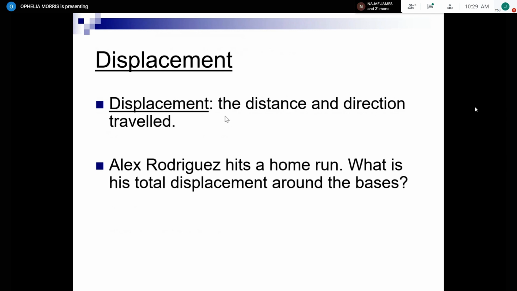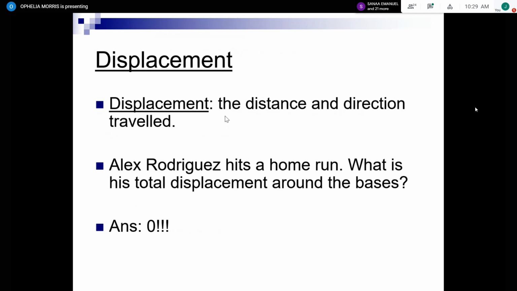Wouldn't it be 0? Exactly. There you go, 0. Because where he starts is where he ends up, right? And the distance now would be adding up the distance from each of those 4 bases all together. So let's say the distance would be 90 meters each, it would be 90 plus 90 plus 90, 4 times that would be 360.